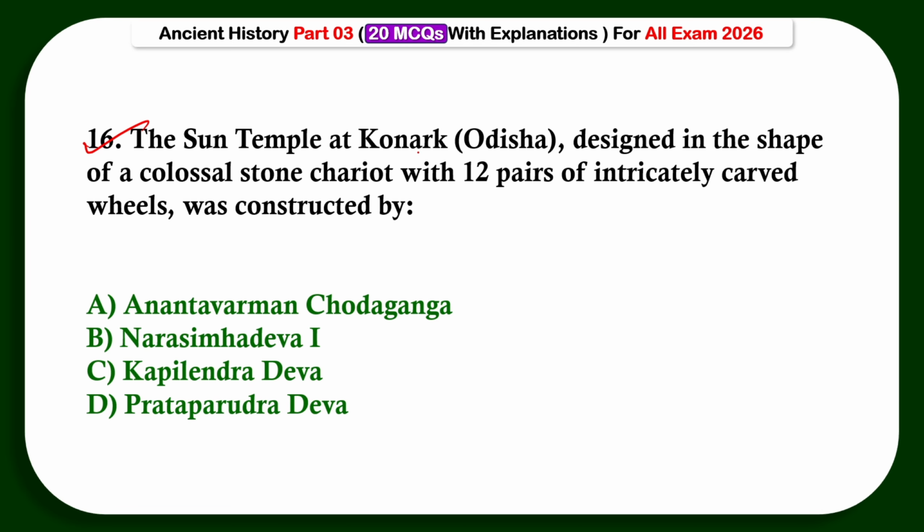16. The Sun Temple at Konark, Odisha, designed in the shape of a colossal stone chariot with 12 pairs of intricately carved wheels, was constructed by? Option number B. Narasimhadev I.